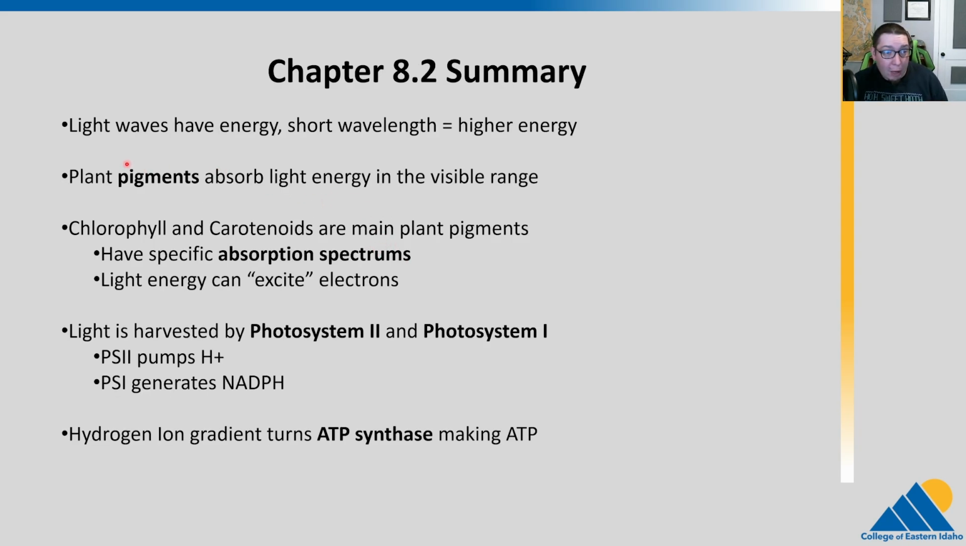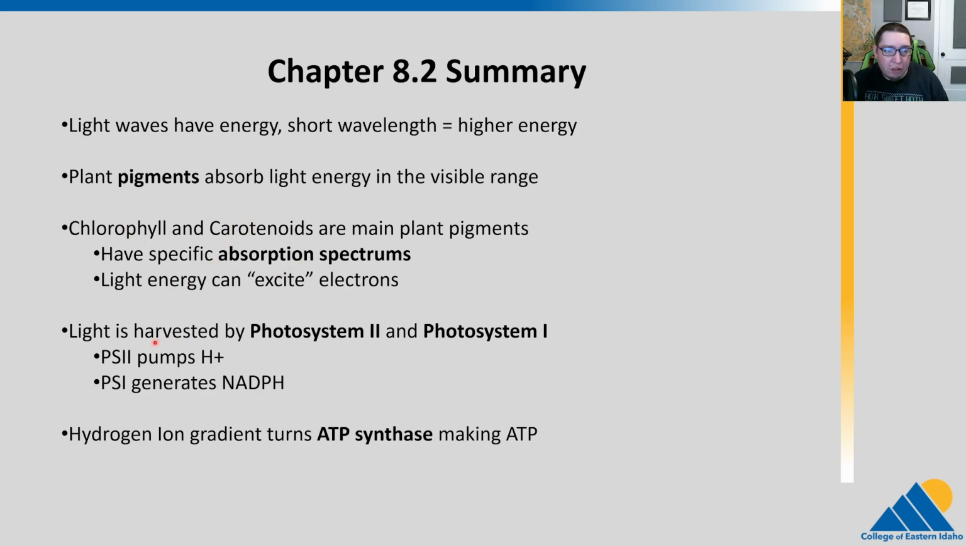Okay, we talked about light. Light waves have energy. The shorter the wavelength, the higher the energy. Plant pigments absorb light energy in the visible range. We have chlorophyll and carotenoids. They're our main plant pigments, and they have specific absorption spectrums. Light energy that comes in can excite the electrons in these pigment molecules.